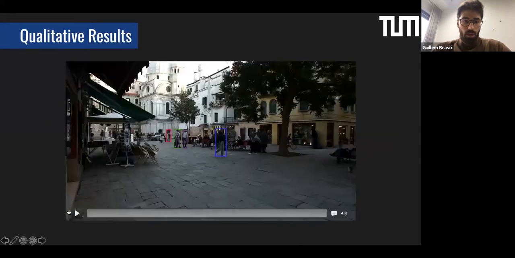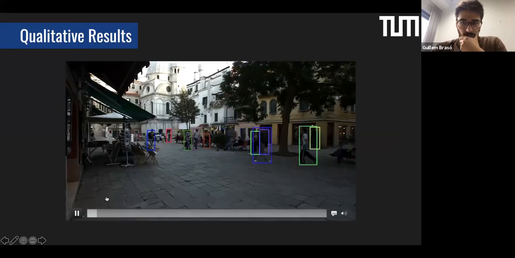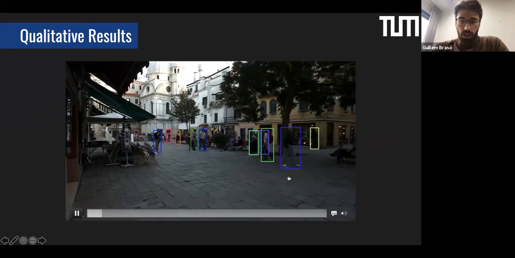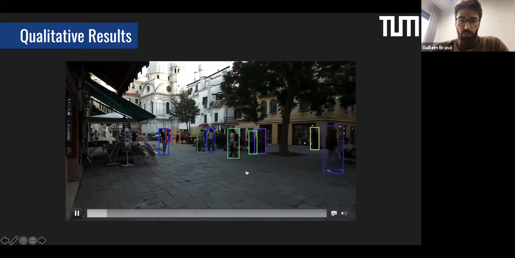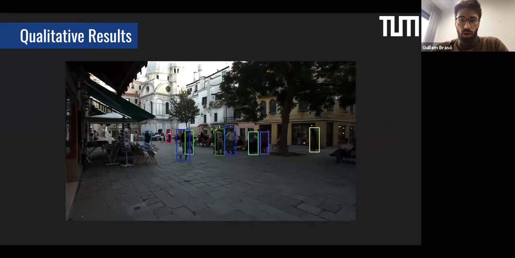Okay, now let's look at some qualitative results. In general, these occlusion cases are the most challenging ones. And you see that our method handles these situations quite well.